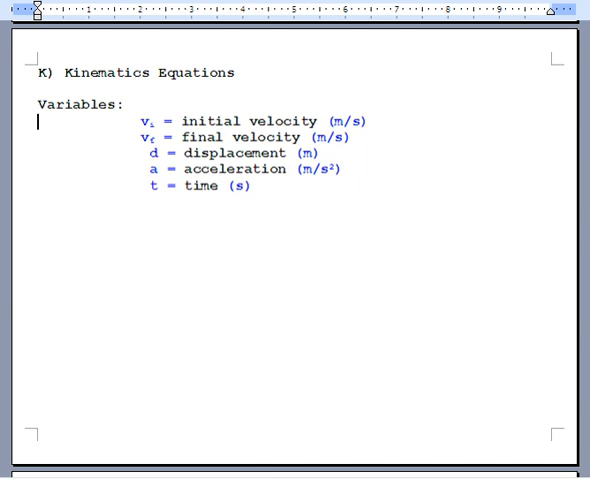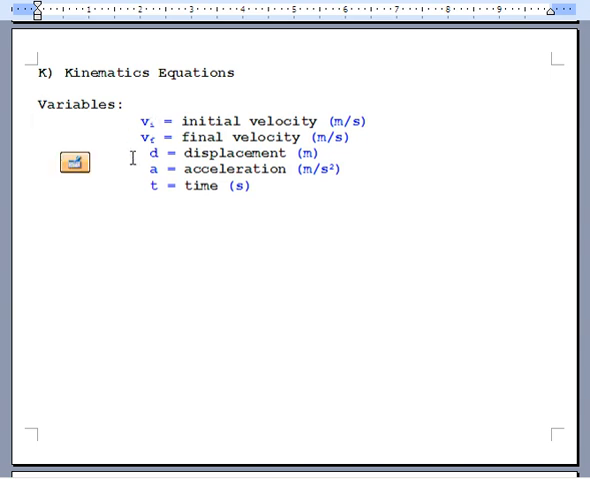Those units have to be meters per second, so watch that they're not in kilometers per hour. You might have to do a conversion. There's a D for displacement in meters. A is acceleration, meters per second squared. And T is your time measured in seconds.